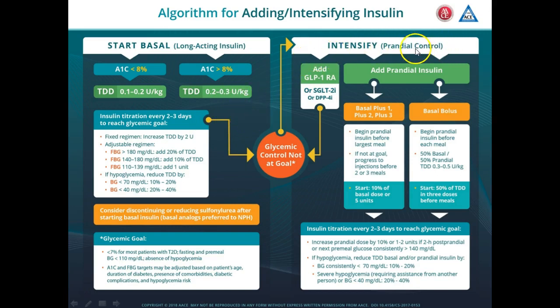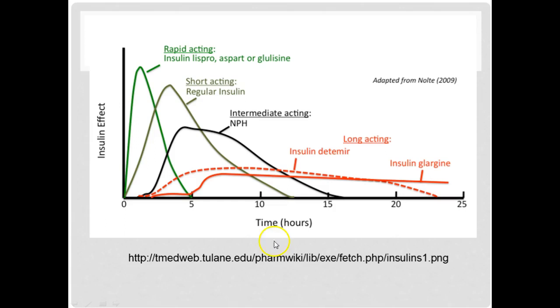Adding mealtime control is very important if they're not at goal. And also our type 1.5s, we will almost always add a prandial insulin. And you're going to get into that in your homework and in the tutorial. This is just a reminder of the different mechanisms, or the different onset, duration, and peak of the different insulins.